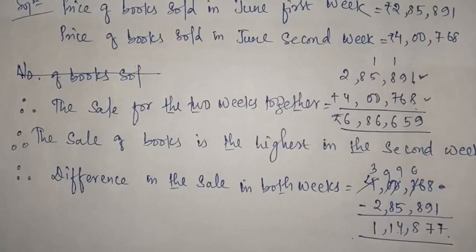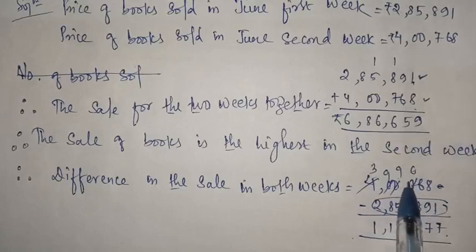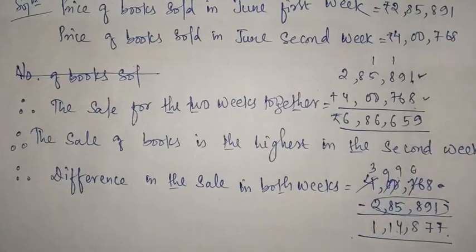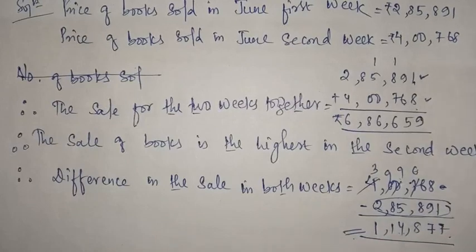The sale was extra. Okay, so they have earned this much amount in the first week, and in the second week they earned this much. The extra amount they have earned in the second week is this much. Okay, so difference in the sale in both the weeks is equal to 1,14,877. Is that clear? So I hope this makes sense to you all.